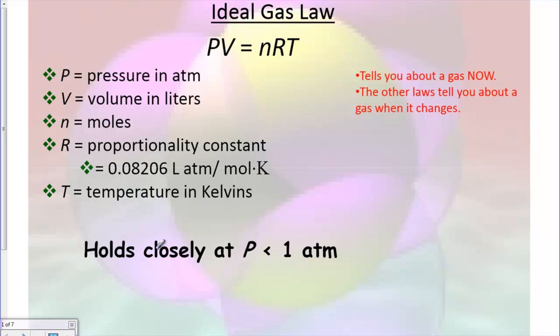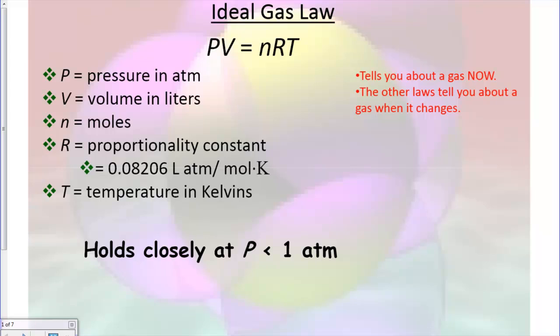The ideal gas law is defined as PV equals nRT, where P is pressure in atmospheres, V is volume in liters, n is moles, R is the gas constant, and it's equal to 0.08206 always. So we'll always know R. And then temperature is in kelvins.